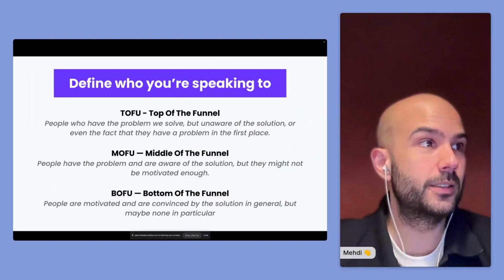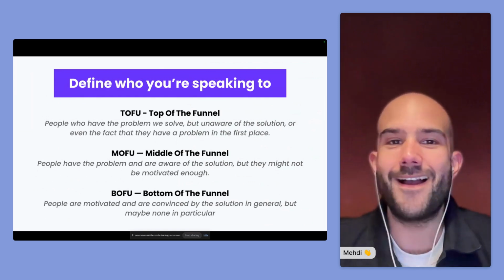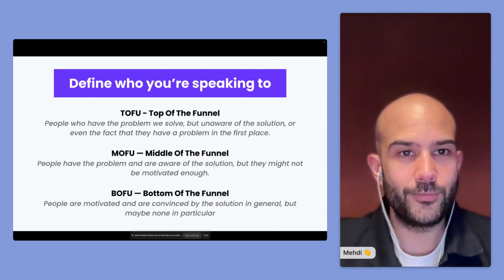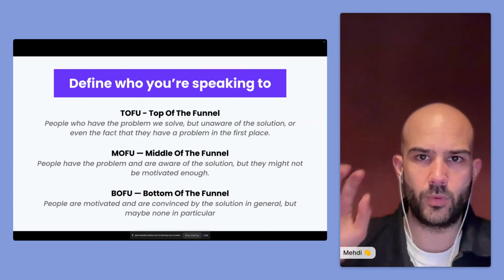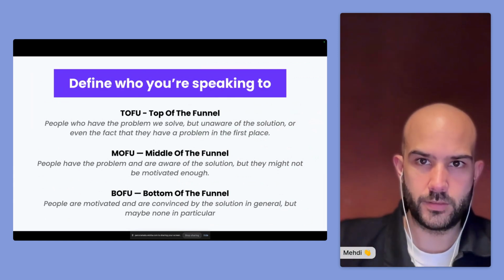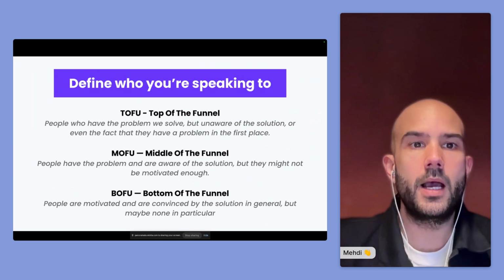The very first step we're going to dig into, actually this session's topic right now. The very first topic you should cover right away when it comes to creating a new campaign, or even just a new ad overall, is to define who you're speaking to. That's the very first thing that you should have in mind.